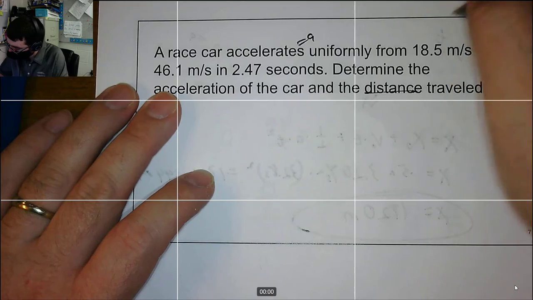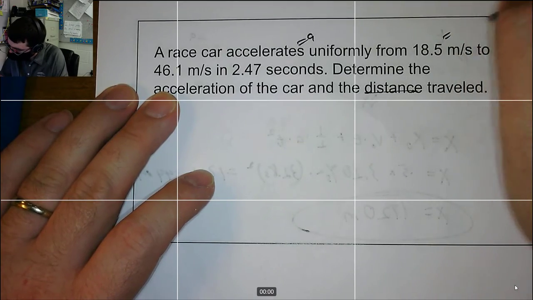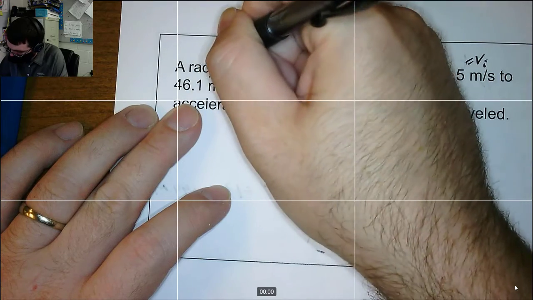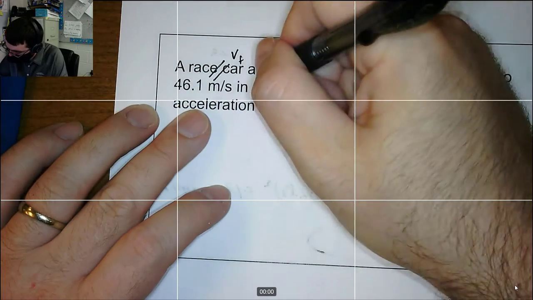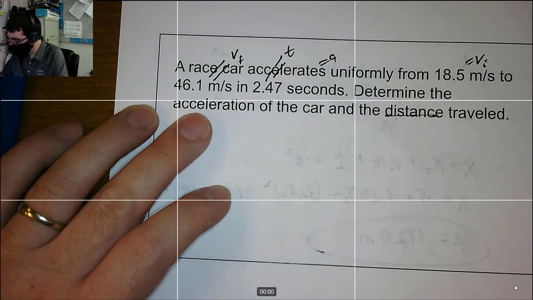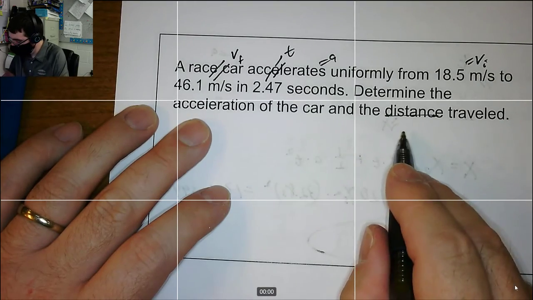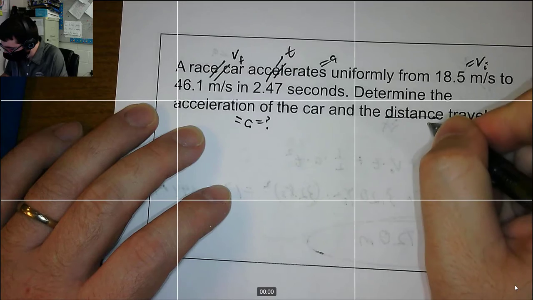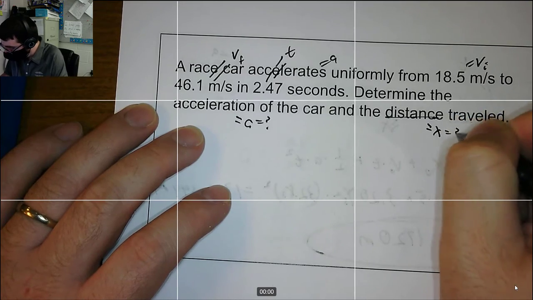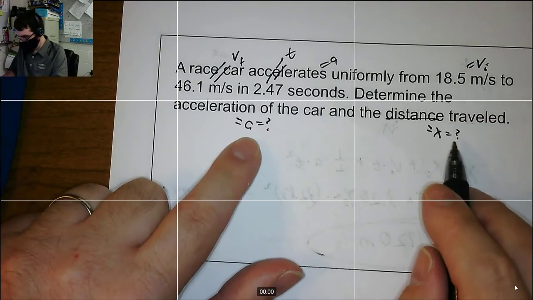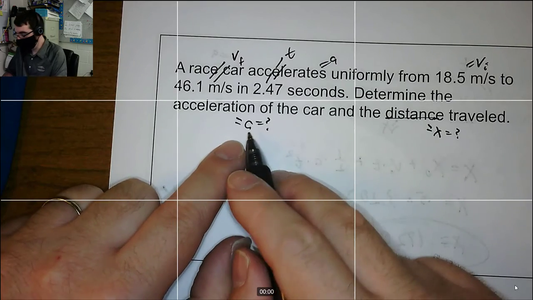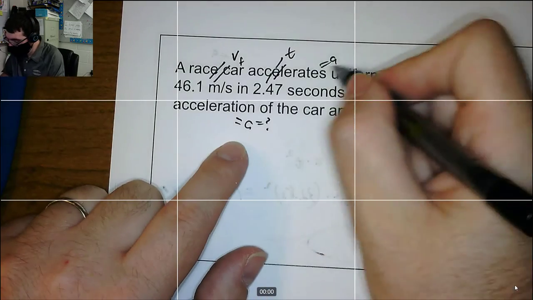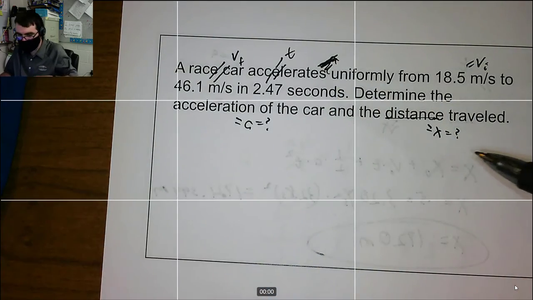Anyway, a race car accelerates uniformly from 18.5 meters per second, that's a velocity initial, to 6.1 meters per second, that's a velocity final, in 2.47 seconds. Determine the acceleration of the car and the distance traveled. So we want to know a, and we want to know x. Now, you probably could pick which of these 2 to solve for, but I'm going to go with just the first one it asked for, and then we'll work out the second one.